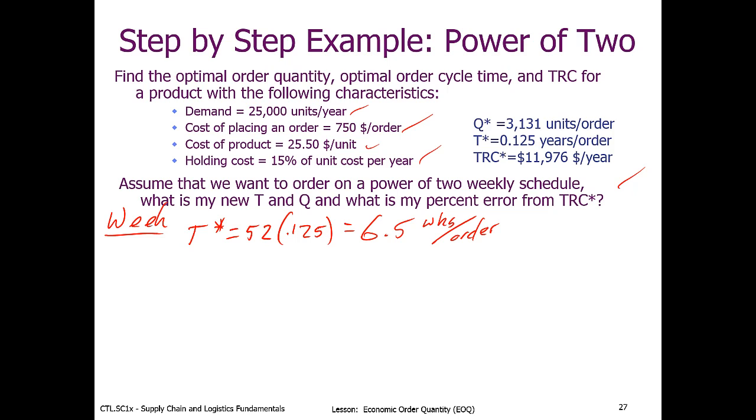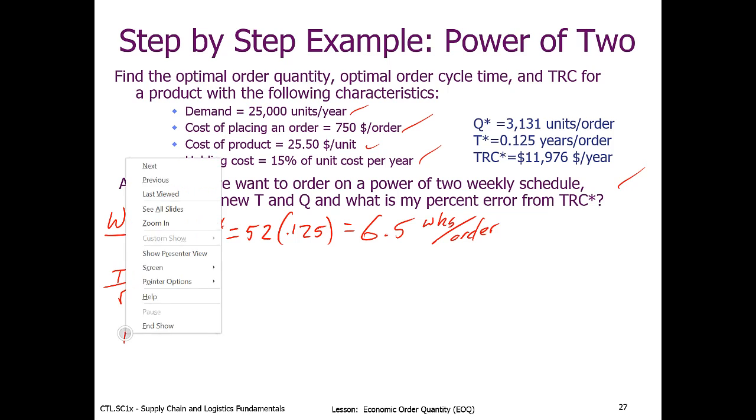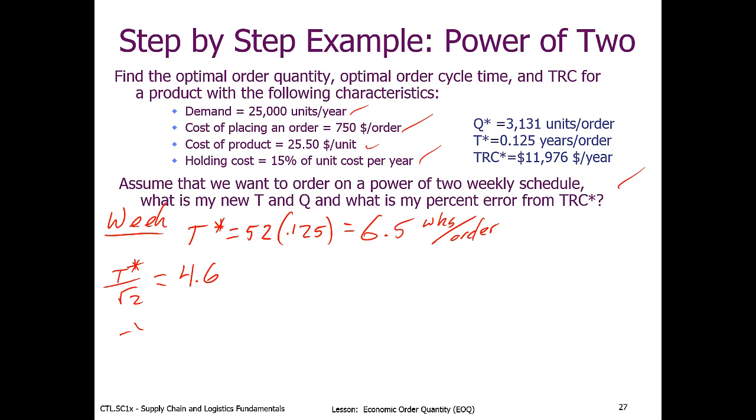So what I want to do now is find the bounds for that. Remember we said I wanted to find T star over square root of 2. And what is that equal to? That's equal to 4.6. You can check my math. 6.5 over the square root of 2, which is 1.414, is 4.6. And then I want to find T star times square root of 2. And what's that equal to? That's equal to 9.2. So I want to find some term of 2 to the k that falls between those.